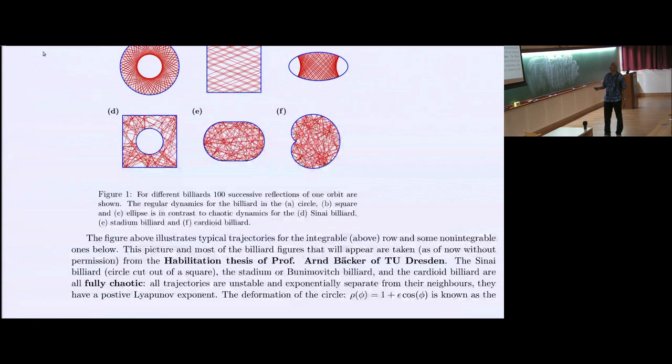Here is an example of taking the square and cutting off a circle at the center of it. It's called a Sinai billiard, after Yakov Sinai, who proved mathematically that this is completely chaotic. So here is one orbit which is doing this. Now you see there's a clash of symmetry in this, so that's breaking the overall symmetry in this problem. This is a completely chaotic system. Here is a famous Bunimovich or stadium billiard.